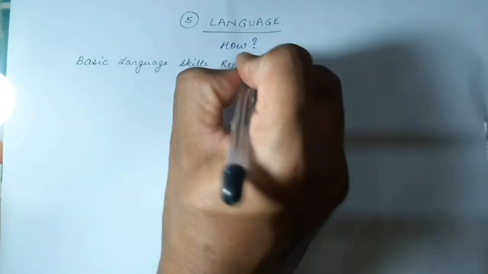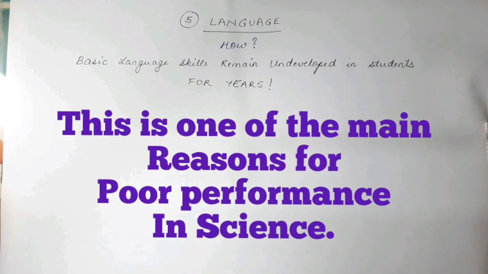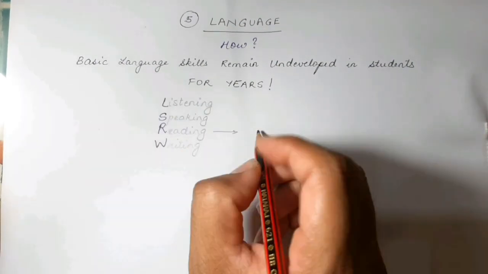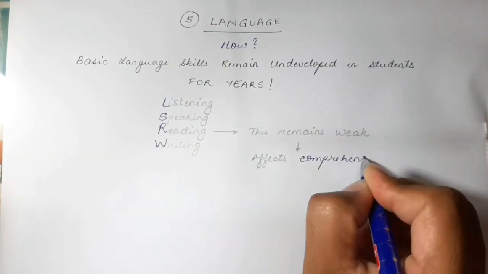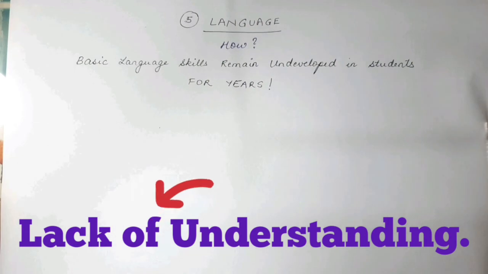Language. I cannot stress how important language is for learning maths and science, because basic language skills remain undeveloped for years in students. This is why students keep performing poorly. LSRW are listening, reading, writing and speaking skills which are important, which affect comprehension, that is the ability to understand or extract meaning from expressions. This creates a very huge lack of understanding in students.